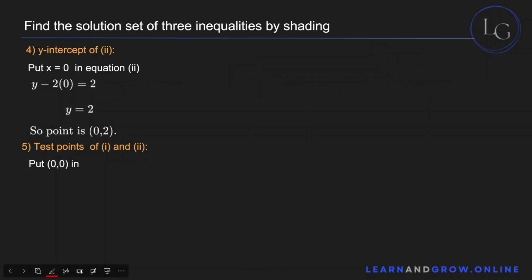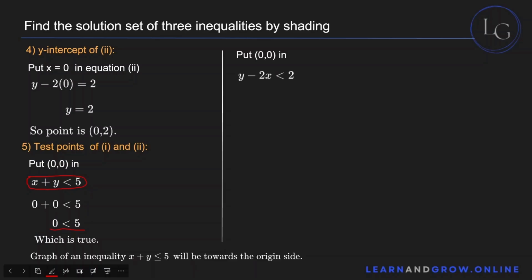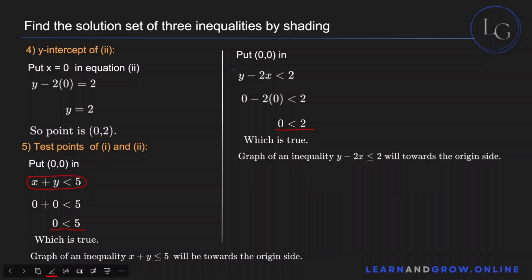Now, you find the test points of equation number 1 and equation number 2. So when you plug in 0, 0 in inequality number 1, you get 0 is less than 5 or 5 is greater than 0, same thing. And that is indeed true. So the shading will be done towards the side of the origin. Similarly, when you put the test point 0, 0 in the second inequality, you get 0 is less than 2. And that is also true. So the graph for the second one will also be towards the origin side.